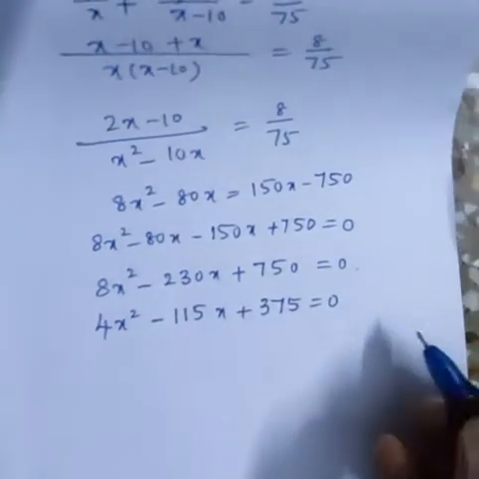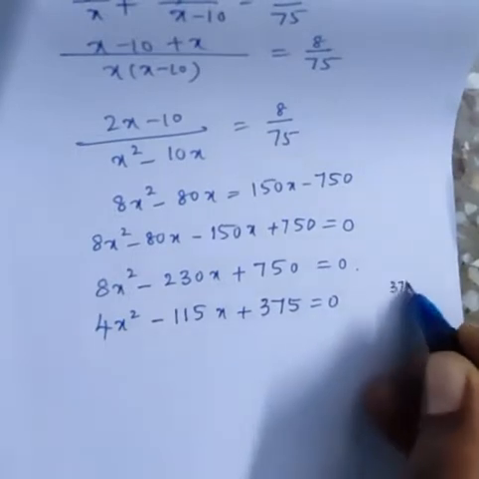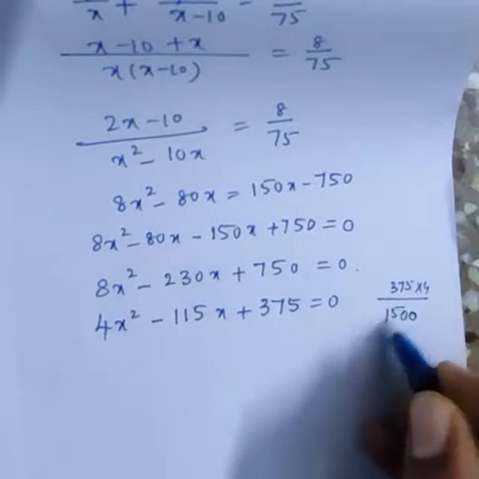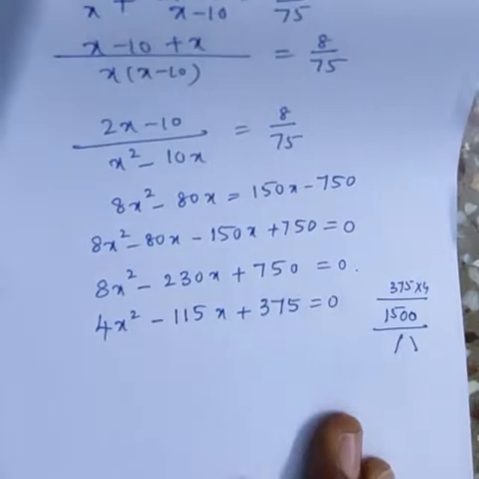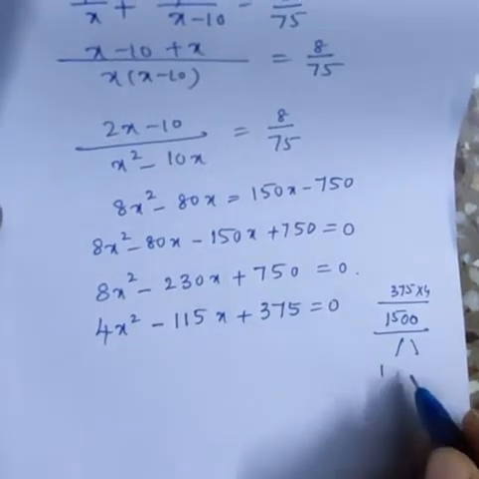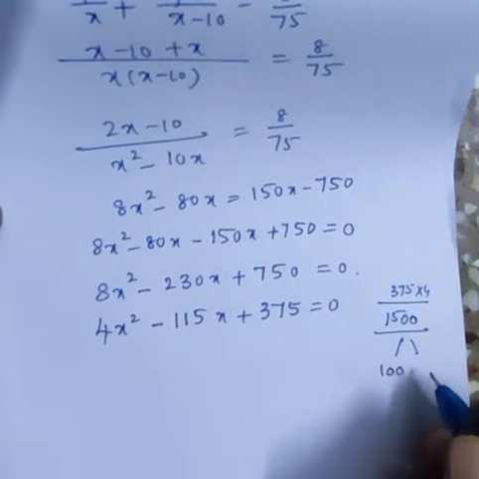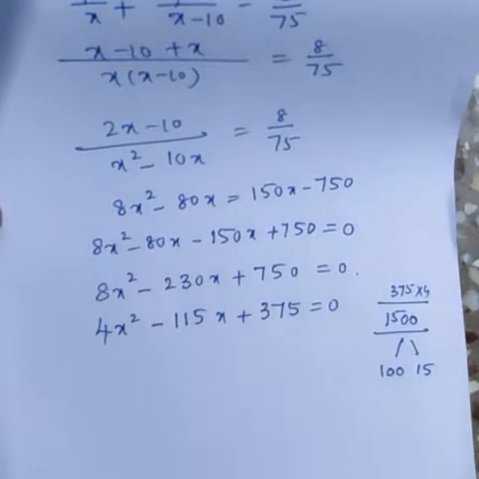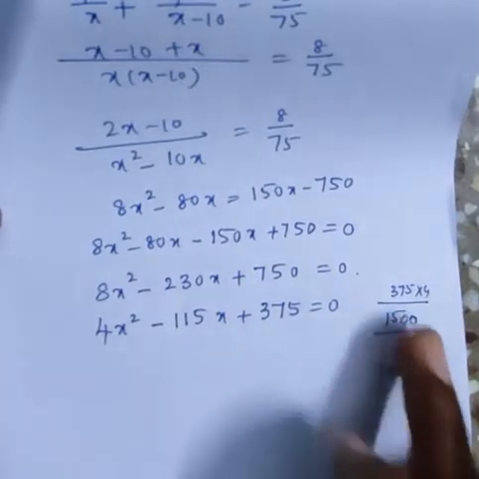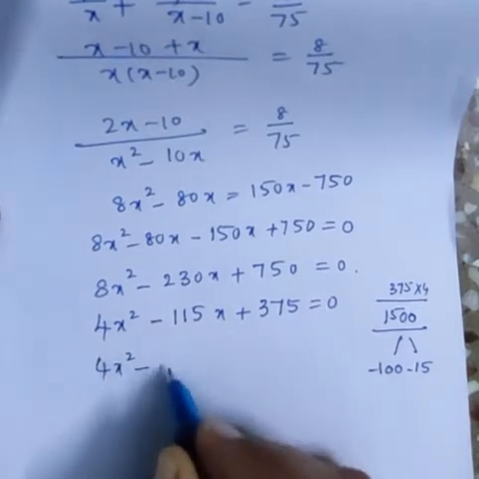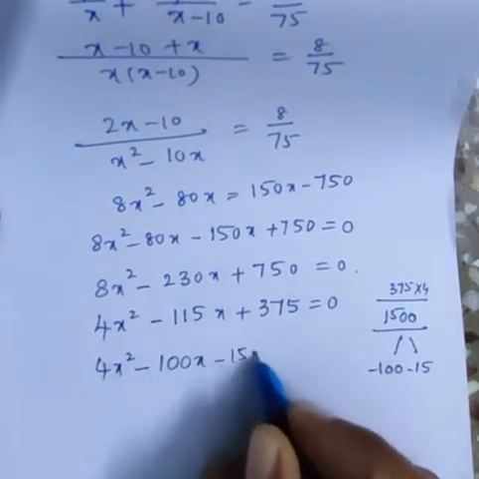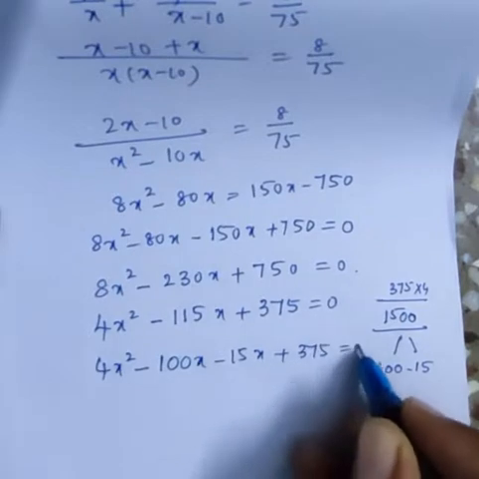Now here you multiply this 4 and 375 and check what we get. That is 1500, for which you have to find the factors. The suitable factors are 100 into 15. When you multiply you get 1500, and when you add you have to get 115, so both should be negative. So 4x square minus 100x minus 15x plus 375 is equal to 0.